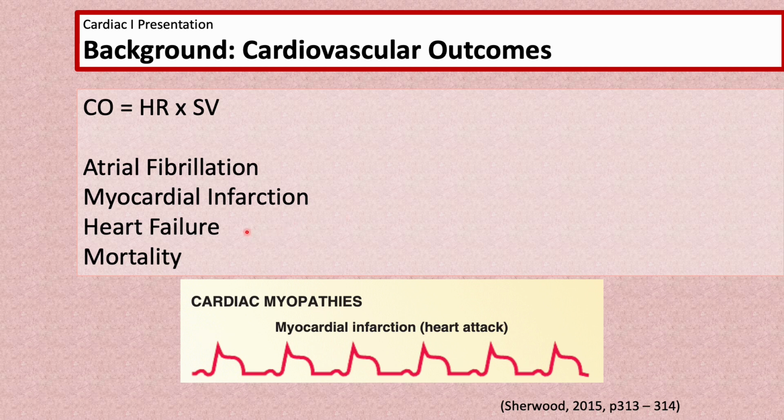Heart failure occurs when the cardiac output is insufficient for the body's needs. There is systolic heart failure, which is where the heart has trouble pumping blood, or diastolic heart failure, which is when the heart has trouble filling back with blood. And then mortality refers to death.